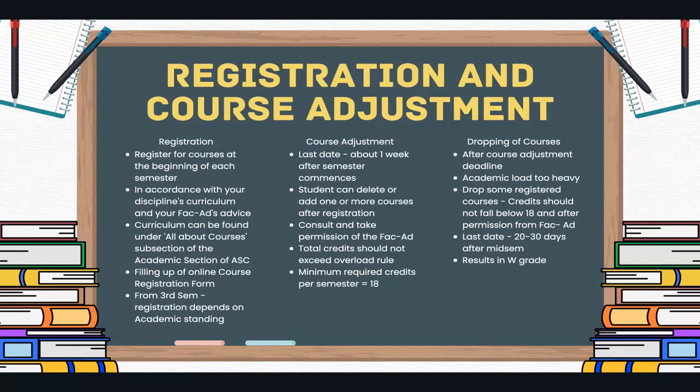And please note that the minimum credits that you will need to complete are 18 for completing a semester here at IIT Bombay. If you do not complete 18 credits, then your semester will not be considered.